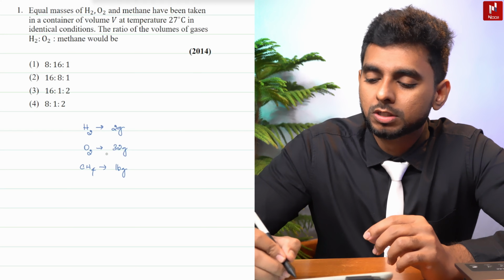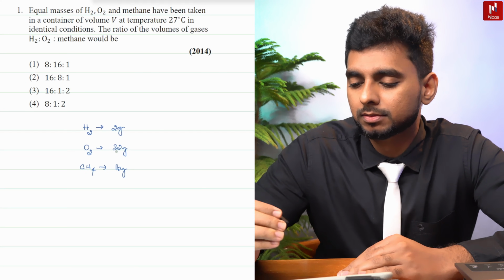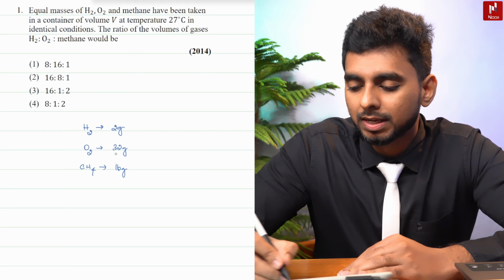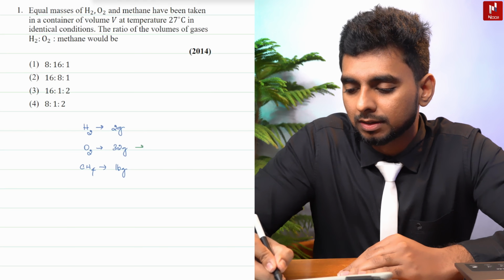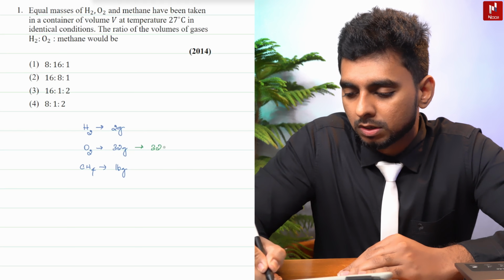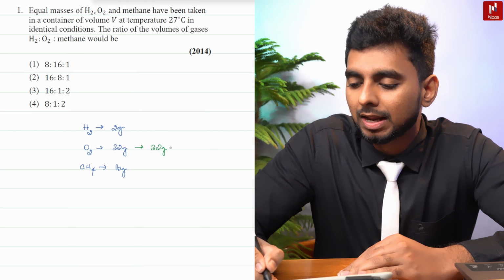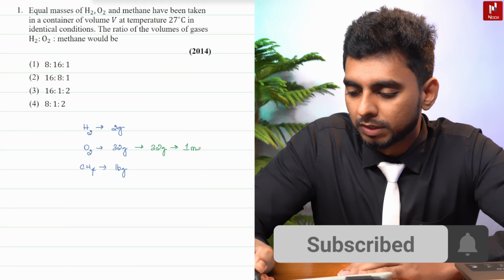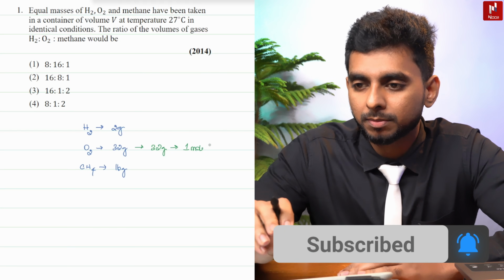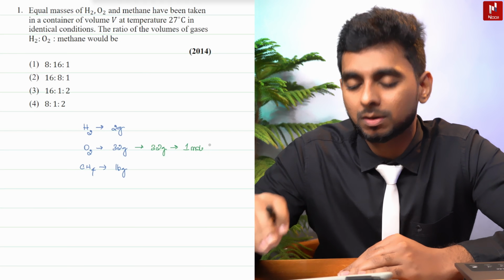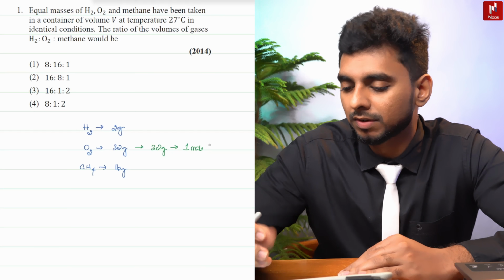Now let me choose the molecule that has the greater molar mass, so that will be oxygen. For oxygen, let me take 32 gram. In 32 gram of oxygen, I'll have 1 mole. This is obvious. Got it? So I'll fix this one to be my fixed mass, and then I'll compare it with the rest of the molecules that they have given in the question.